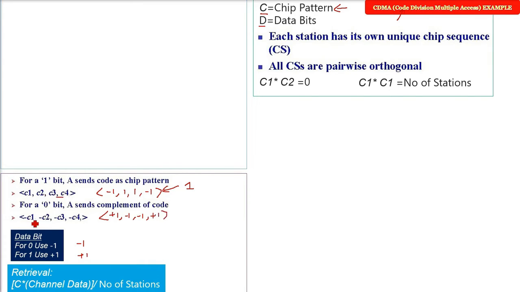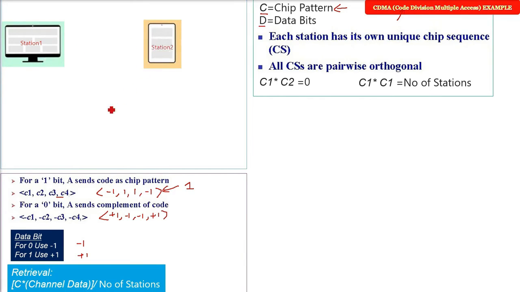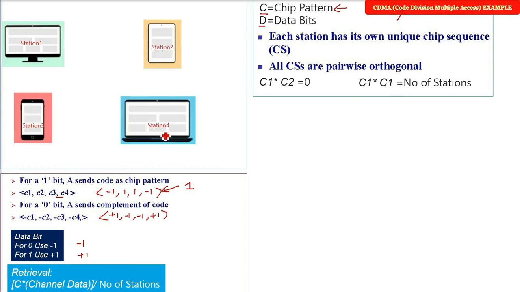Okay. Now we are ready for the actual example. Let us assume we have 4 stations: station 1, station 2, station number 3 and station number 4. As I said, every station will be assigned a code, and depending upon the code, they will send the data. They send the data on a single channel. That is why we call it code division multiple access. So let us take the example. We are again taking only 4 of these. It can go beyond, to 64, 128.